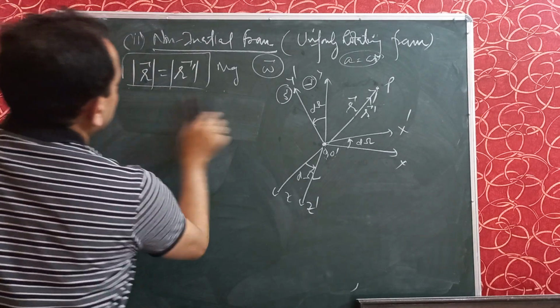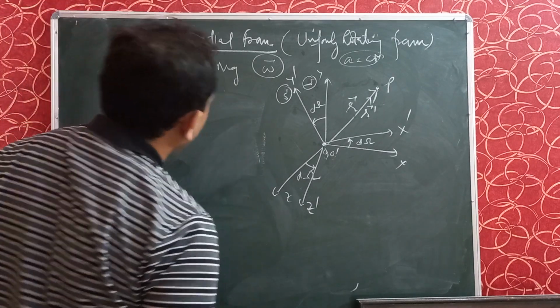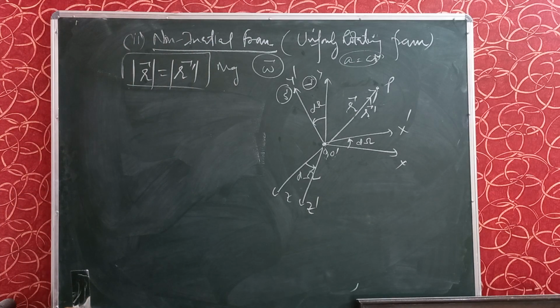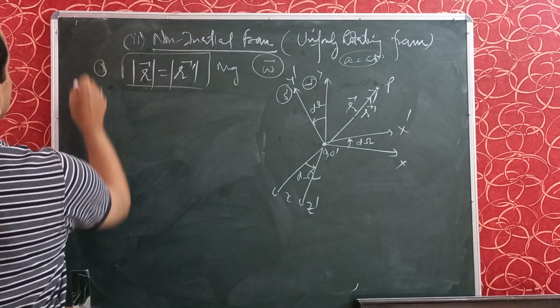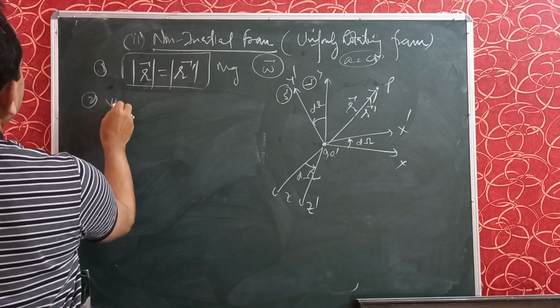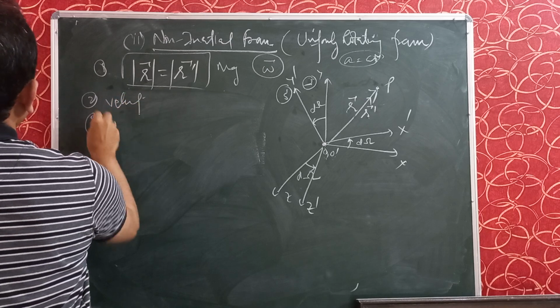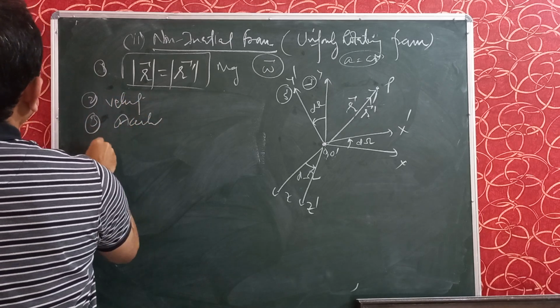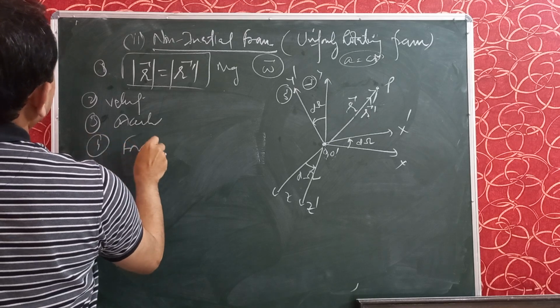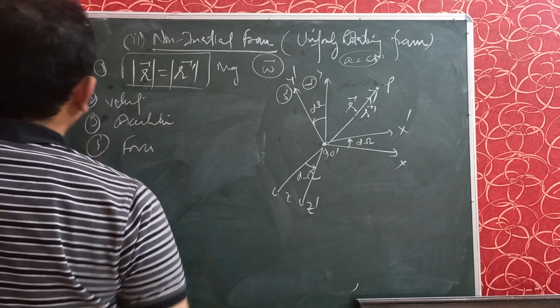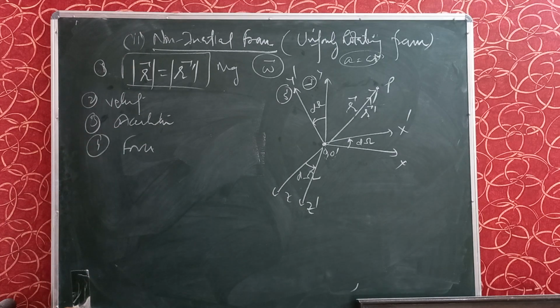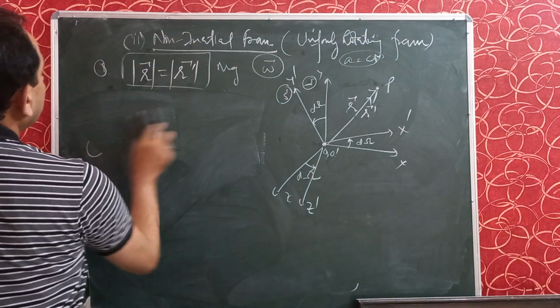So, we will deal with the position vector r and velocity. We will find four subparts: first is position vector, second is velocity, third is acceleration, and fourth is force. We will find these four parameters for the non-inertial uniformly rotating frame. Now, we will find velocity.